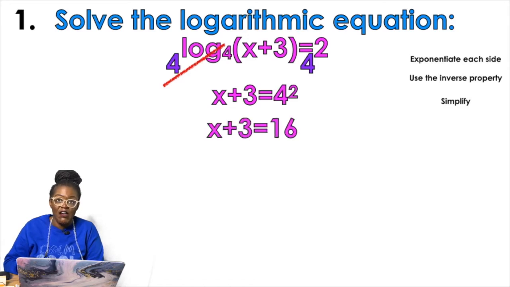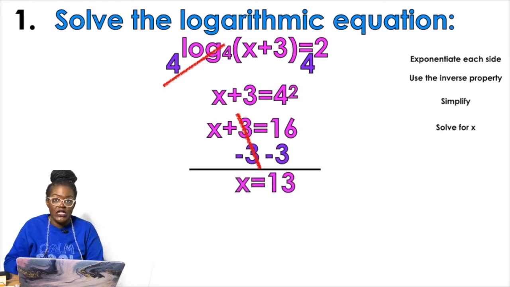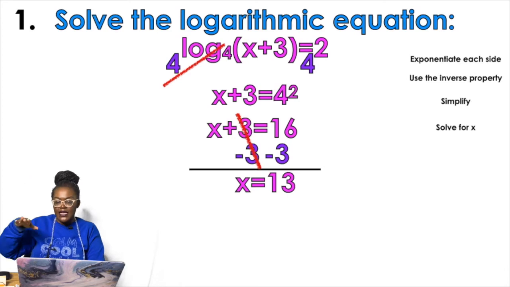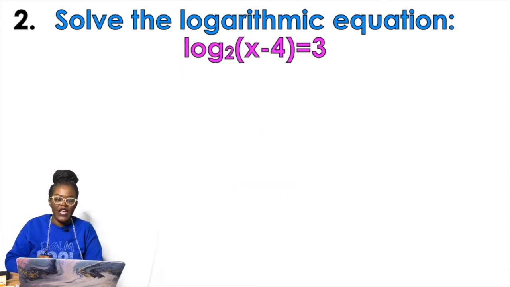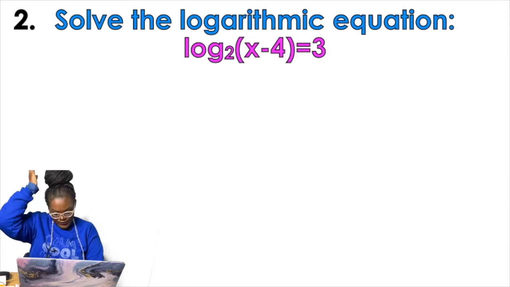And so I can just solve for x. Minus 3, minus 3. x equals 13. Process that. Digest it. Try this one on your own. It's the same problem, different numbers, okay?